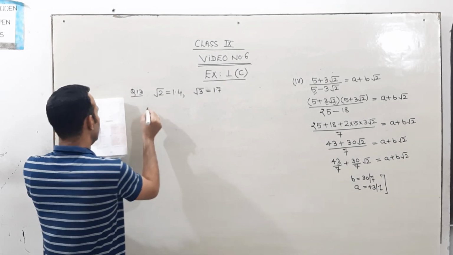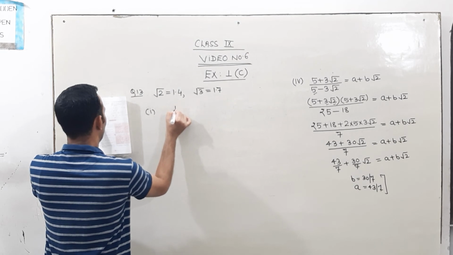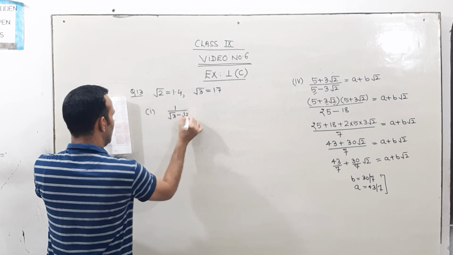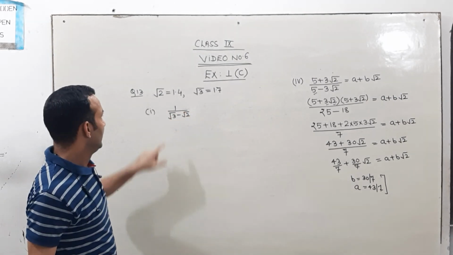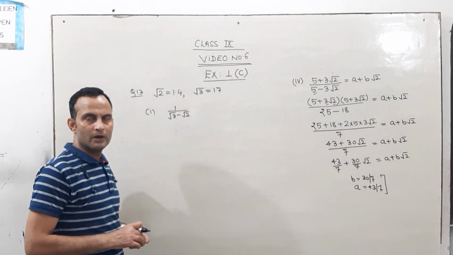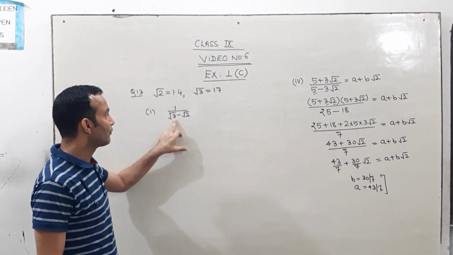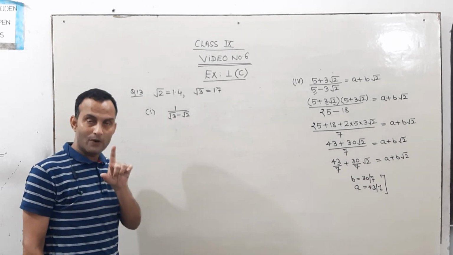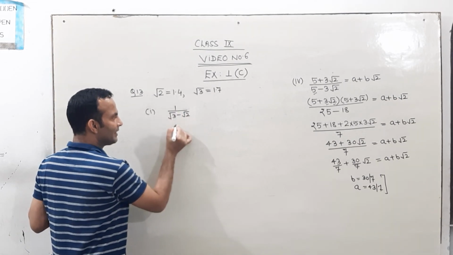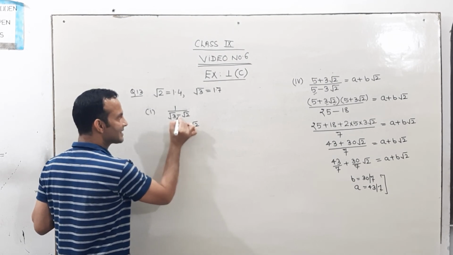Okay. Let us take any one part. 1 upon root 3 minus root 2. See, here the value of root 2 is 1.4 and the value of root 3 is 1.7. My dear students, keep in mind that you should not substitute the values of root 3 and root 2 directly. First, rationalize the denominator. Means 1 is multiplied with what? Root 3 plus root 2, because the negative sign is given here.